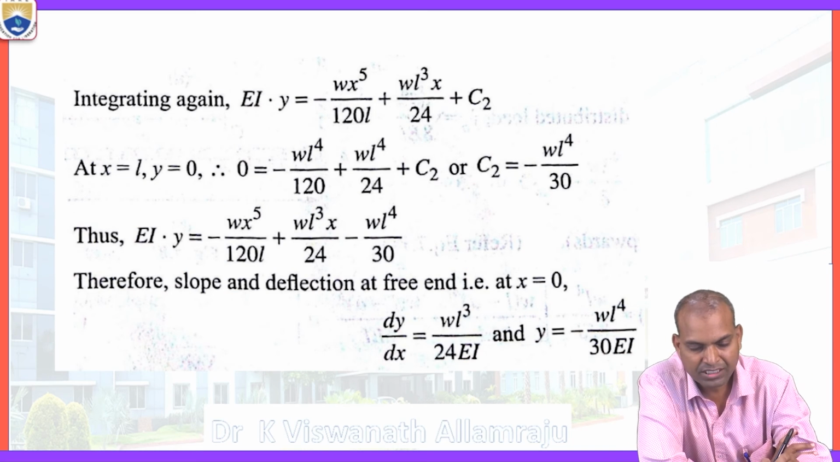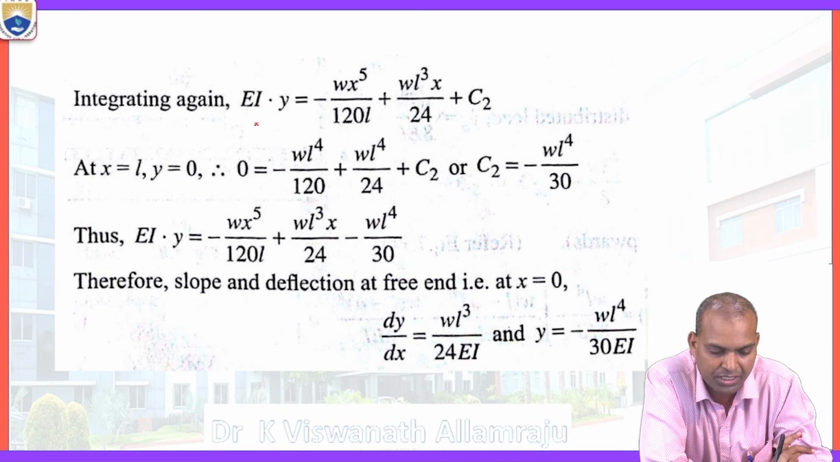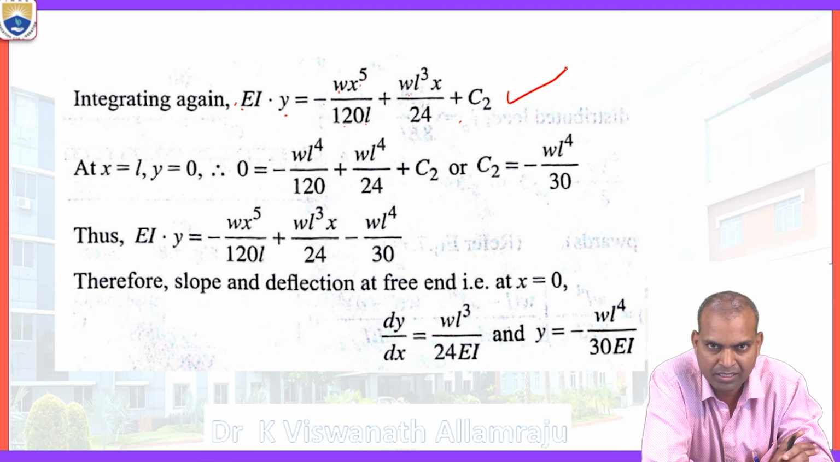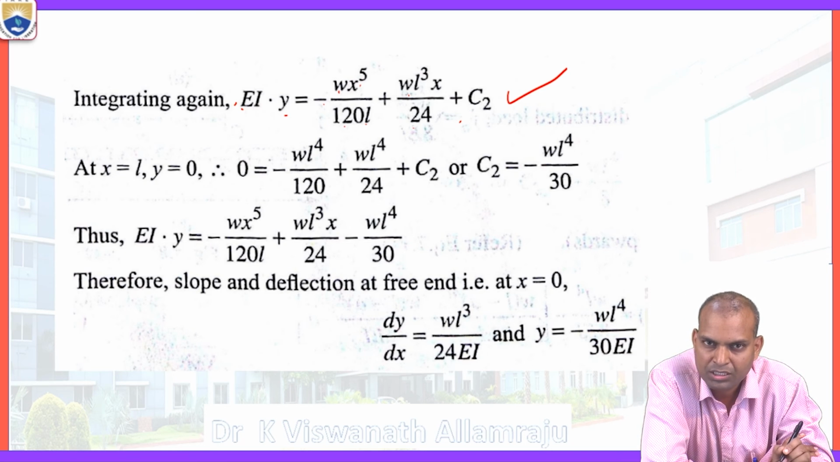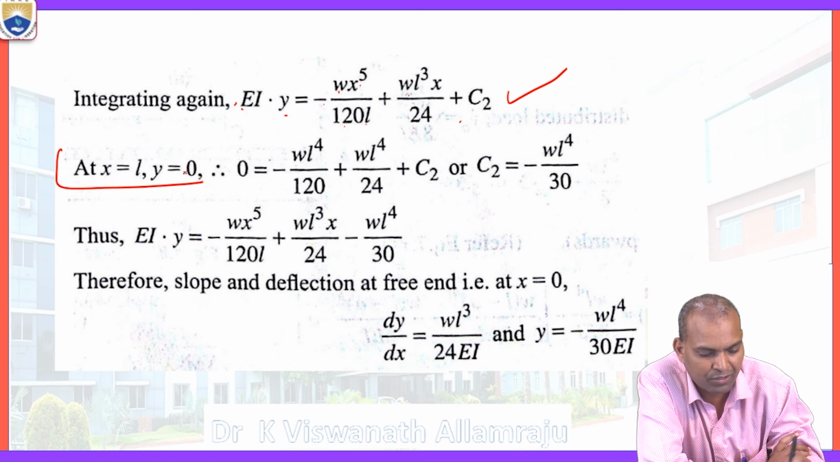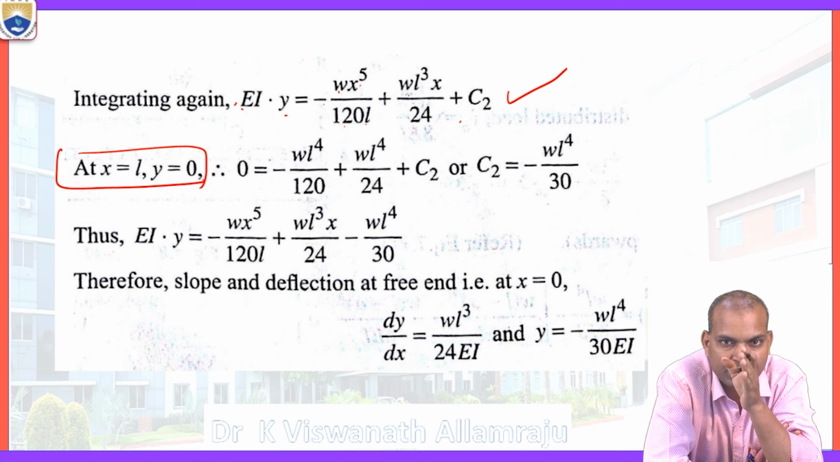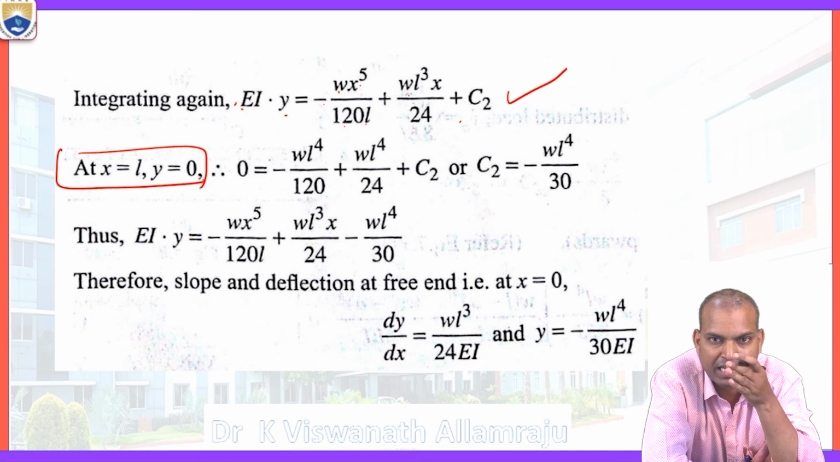Now we integrate the slope equation to get the deflection: Ei times y equals minus W times x power 5 by 120L plus WL cube x by 24 plus C2. The C2 is calculated by using a boundary condition related to the span of the beam and the deflection, where y equals 0. At x equal to L, y equals 0. This x equal to L means the fixed support, because the origin of the section X is point B, which is the free end.